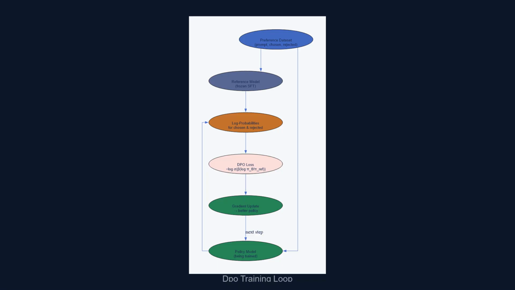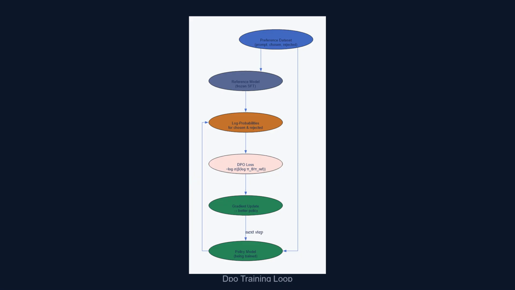This diagram shows what's actually happening inside the DPO training loop. At the top, your preference dataset feeds in. Each example is a triple of prompt, chosen response, and rejected response. 2 model instances are involved: the policy model, which is the one being trained, and the reference model, which is a frozen copy of your SFT checkpoint. Both models score the chosen and rejected responses by computing log probabilities.